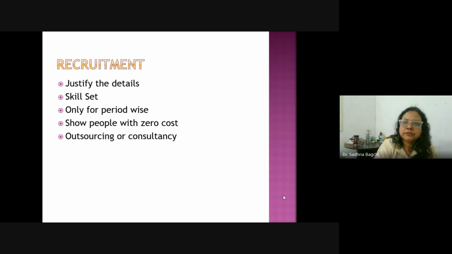Zero cost also applies if some people are willingly associated with you only on the basis of interest or willingness, like when you involve your students for data collection, they are just helping to collect the data and you are not giving any remuneration for that. So you also need to be sure how many people are associated with your project at zero cost. Outsourcing or consultancy: if you are taking any outsourcing or consulting from any firm for the completion of the project, then you need to mention it here. Okay, so this is my requirement.